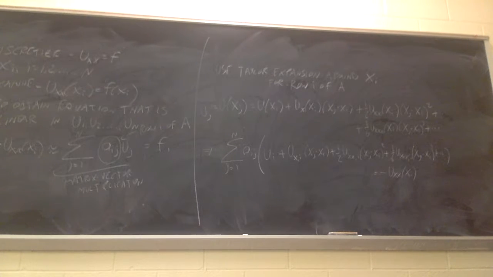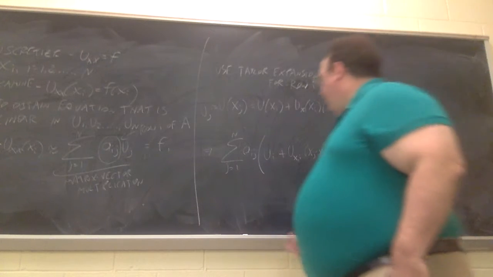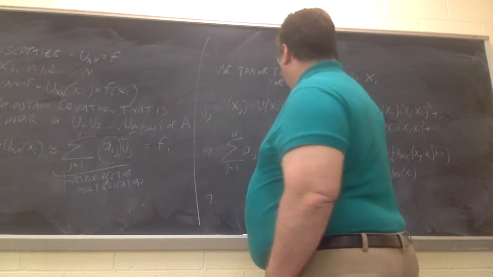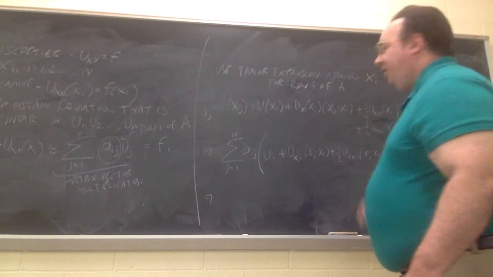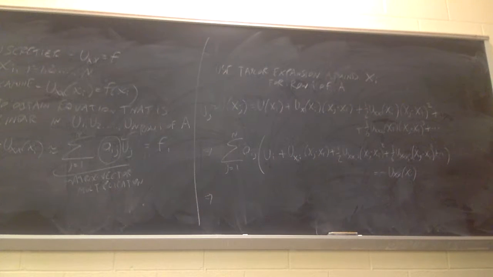The next thing I'm going to do is group terms differently, because right now I have aij times this whole mess. But what I really want to do now is group the many terms of the summation by the u's: ui, uxi, uxxi, and so forth. Notice ui, uxi, uxxi, all that, don't depend on j, only i, so I can pull them out of the sum.